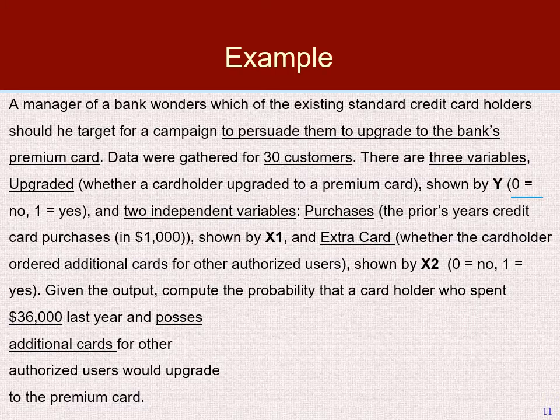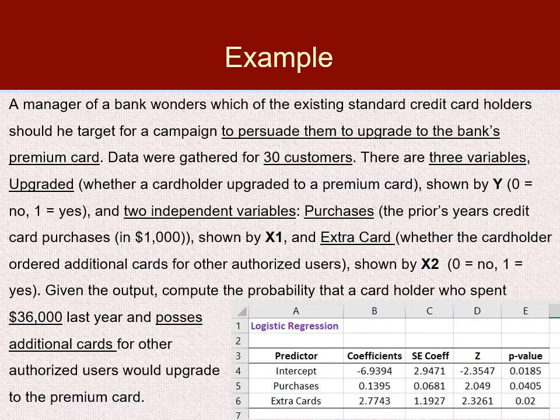And we have two independent variables. We have purchases, which is the previous year's credit card purchases in thousands of dollars, shown by X1. And we have another independent variable called extra card, which is whether the cardholder has ordered additional cards for other authorized users. This variable is shown by X2, and it's a binary variable: 0 means no, and 1 means yes. Given the output in this piece of Excel output, compute the probability that a cardholder who spent $36,000 last year, so the expenditure here is $36,000, and possesses additional cards for other authorized users, would upgrade to the premium card.